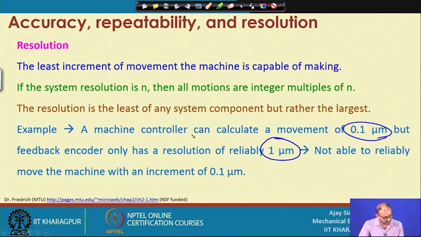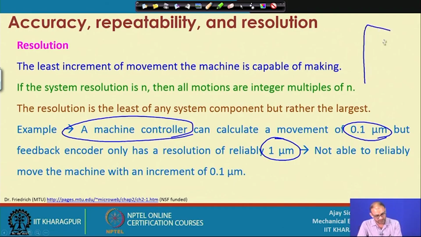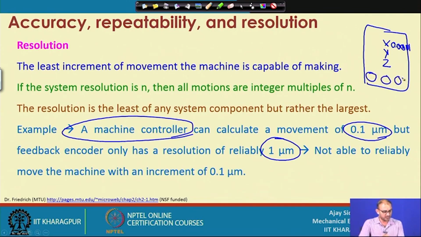Now, what is this machine controller? Whatever we have seen, there was one full screen available where we had a lot of things: there were X, Y and Z axes, some values like 0.001, and many buttons were also available. So, that is the controller screen. On the other side, there was a velocity controller, and there are other feedback controllers available.